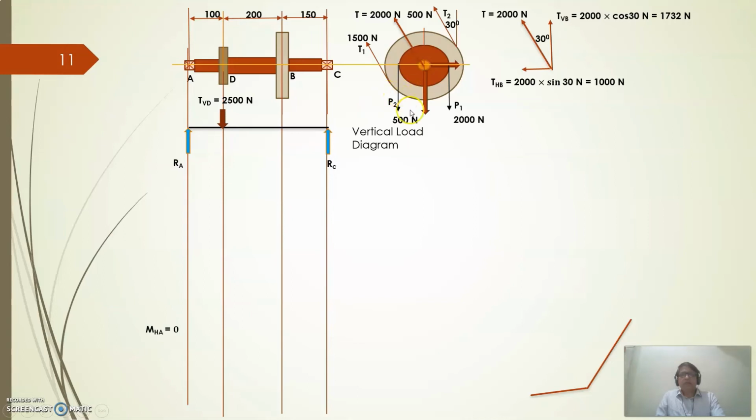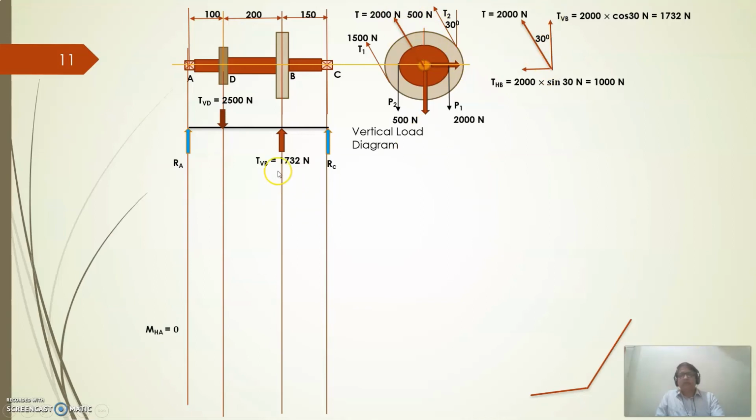This is 2000 plus 500, that is 2500, the TVD vertical load. It is acting at point D, right? The belt drive is vertically downward. And now at point B, what happens here? This is acting in the upward direction, and that is acting downward, right? Because this is belt tension in this direction, it is vertically upward.